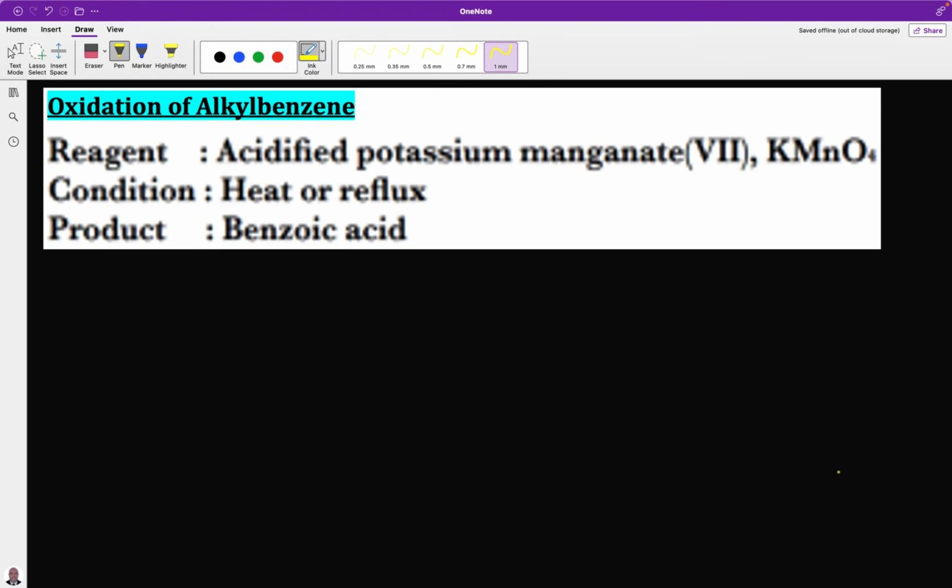The reagent acidified potassium manganate(VII) is an oxidizing agent. And what is oxidation? Oxidation, when it has to do with organic compounds, is the addition of oxygen into a compound with subsequent removal of hydrogen. So in this situation, oxygen is being added to this compound on the side chain. The oxidation is not taking place in the ring. The oxidation is taking place on the methyl group. The methyl group is always oxidized to a carboxylic acid group.